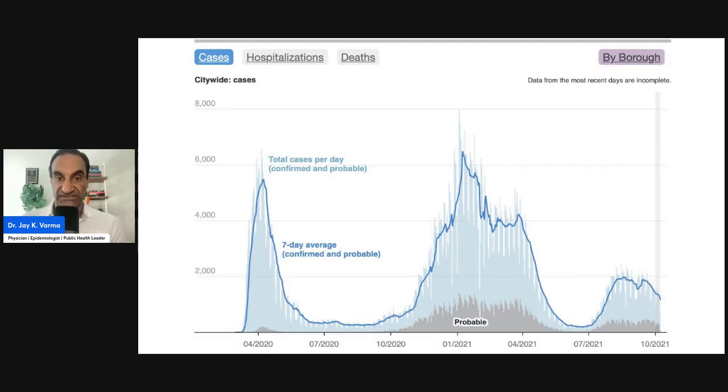And here you see a slide from the New York City Health Department. On the bottom axis, you see time. You're looking at from April 2020 through October of 2021. And on the y-axis, you're seeing the number of cases that were counted through these public health surveillance systems.